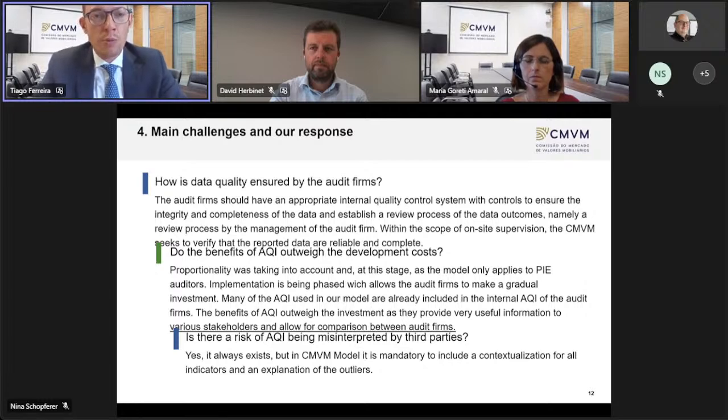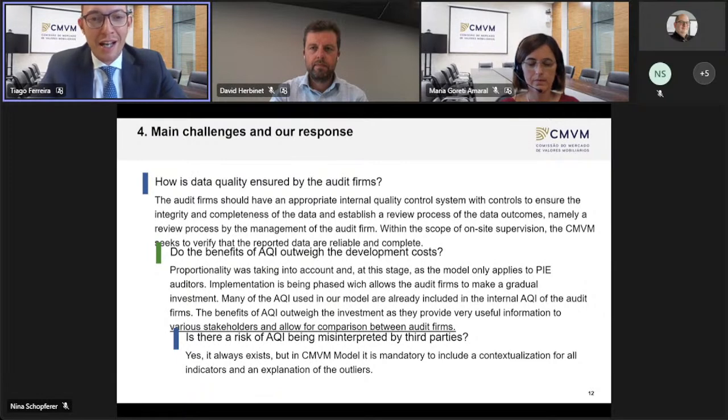So in our model, we define specific indicators, and it's mandatory that the auditors report to us an explanation for each indicator. This explanation allows CMVM, as a supervisor, or audit committees to understand why the firms were not involved, for instance, IT specialists. So the explanation for each indicator is very important. And the third one, before I pass the floor to Goretti, is: is there a risk that audit firms will work to achieve certain AQI values?